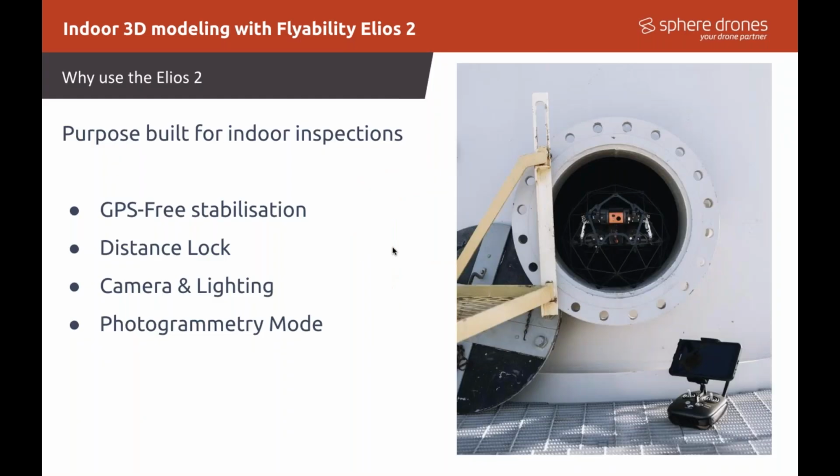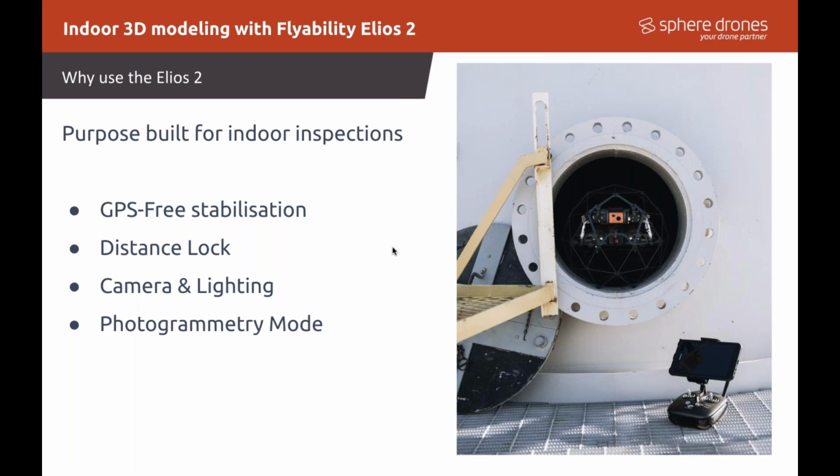Okay, so why do we use the Elios 2, not only for photogrammetry, but for indoor inspections? Flyability as a company purpose-built their drones for confined space and indoor inspections, and purely and only that. They're a strong team of, I believe, up to about 85 employees now, with 60 to 70% of those being engineers, who all work day in, day out to build a drone that is purpose-built for confined space inspections. So we have the GPS-free stabilization. We have the distance lock.